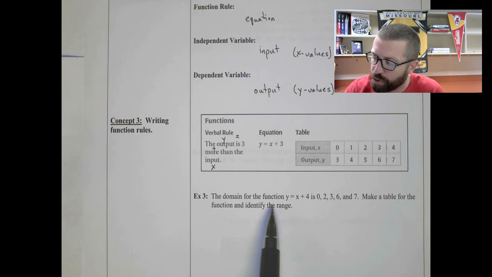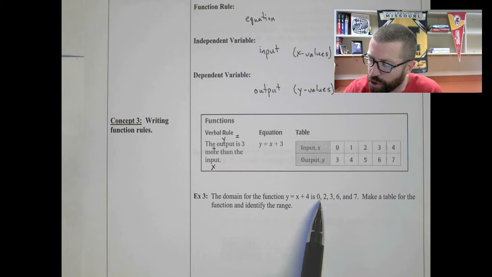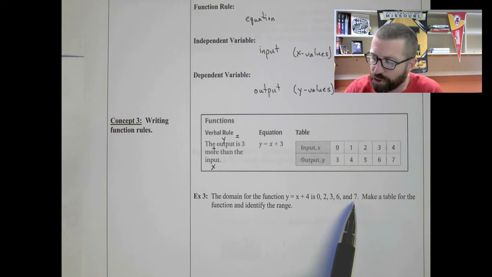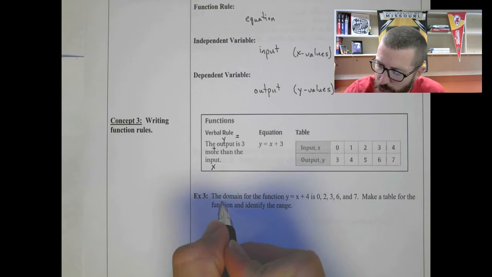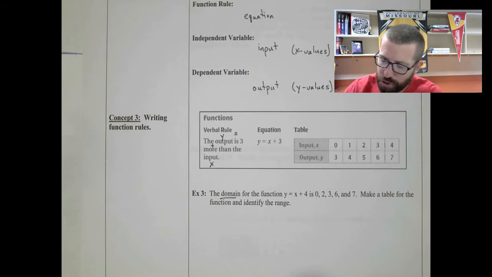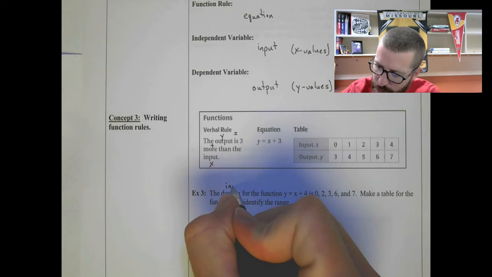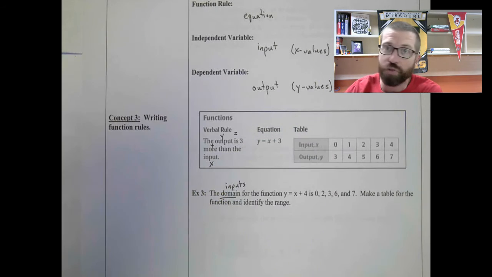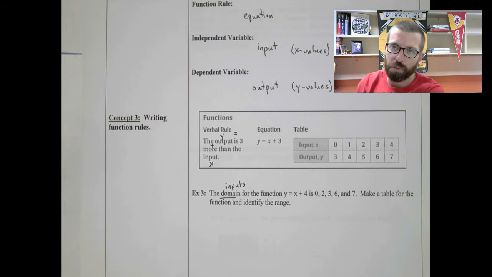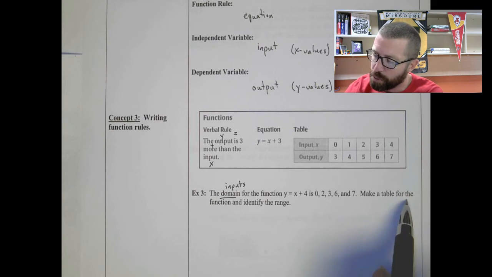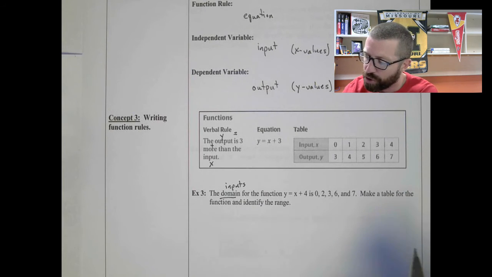So the domain for the function y is equal to x plus 4 is 0, 2, 3, 6, and 7. So when you're told the domain, that is inputs. And those are the only possible inputs if it's the domain. That's where it's restricted to only those values. And make a table for the function and identify the range.